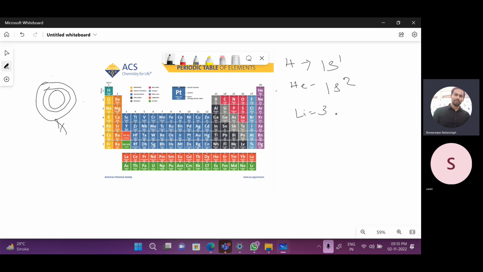There will be 3 electrons, and how will they be arranged, you can say with me. Means the first 2 electrons will go to the first cell. The third electron will go to the second cell. It will fill in the order s, p, d, f, because s has lower energy, p has higher energy, then d, then f. This will be the electronic configuration of Li. Then you can unmute yourself and say what will be the beryllium one.